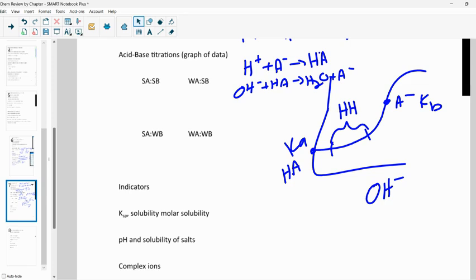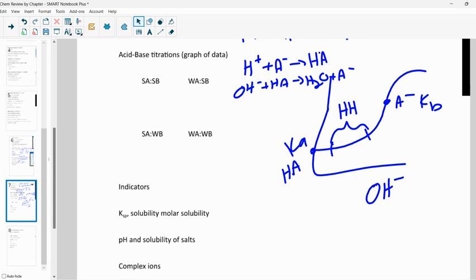As you keep going, you're starting to use up all this. They call that the buffer capacity, right? If you have a high concentration of HA and A minus, it has a big buffer capacity. It's not going to change for a long time. If you have low concentrations, there's not a lot of them, you're going to get through that equivalence point faster.